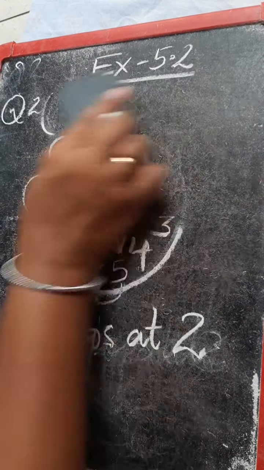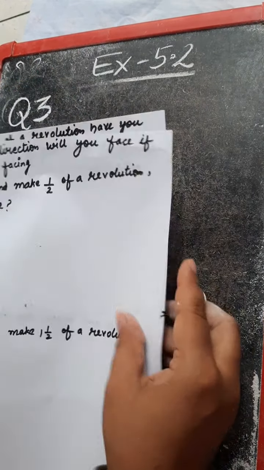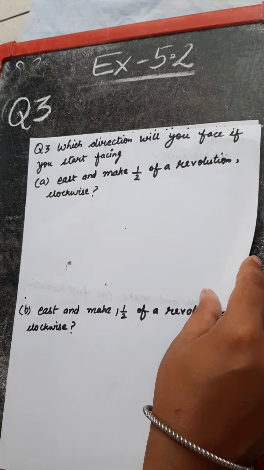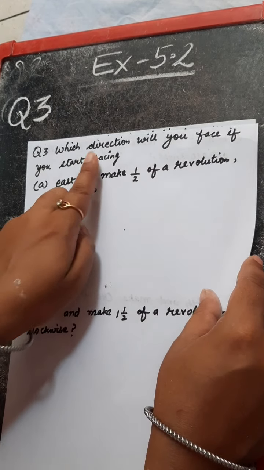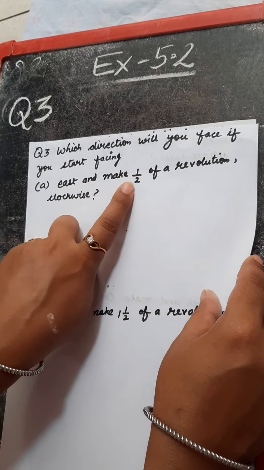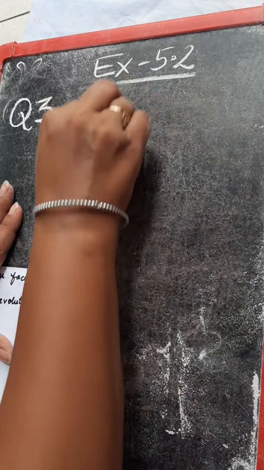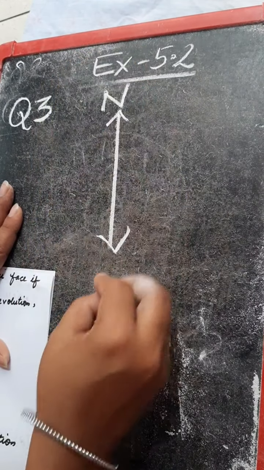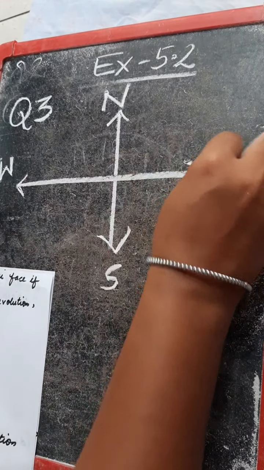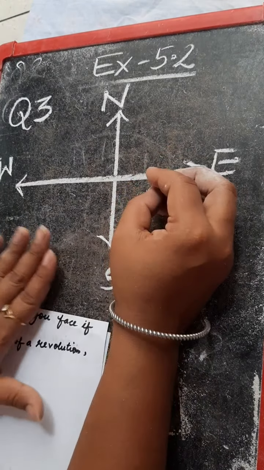So let's start our question number 3. Here question number 3 is, which direction will you face if you start facing east and make half of a revolution clockwise? Now here we have directions, so in this case we will not make any clock. We have to make the directions. Now here we have directions like this: north, south, west and east. Now here we have to start from east and make half of a revolution.